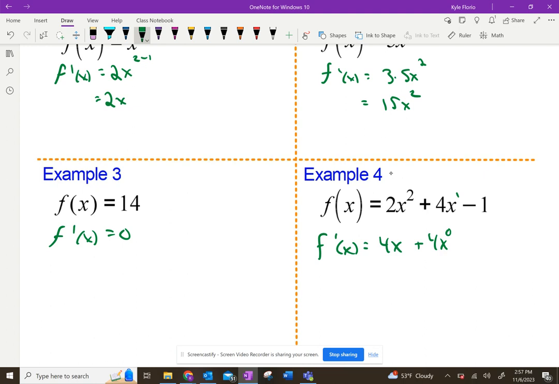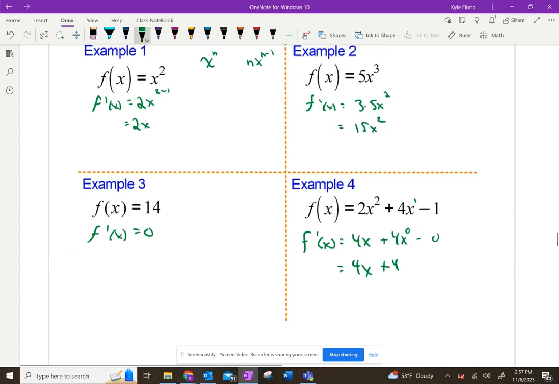And 1 is a constant. The derivative of a constant is just 0. And x to the 0 is also 1. So this just becomes 4x plus 4 times 1, or 4x plus 4. Okay.